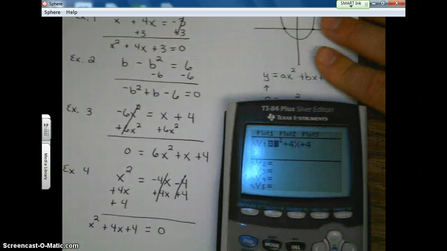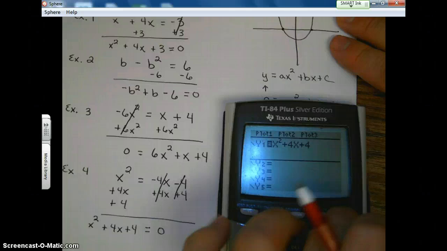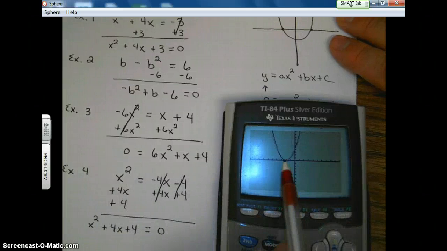Alright, let's take a look at this graph. So we plug it into y equals, we graph it, and this one has 1 solution.